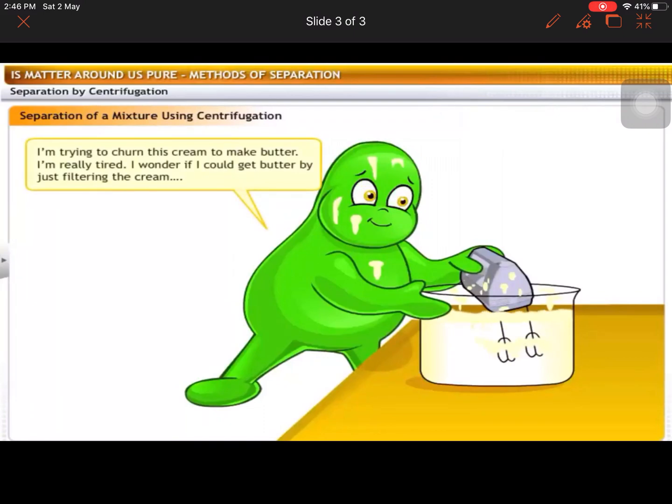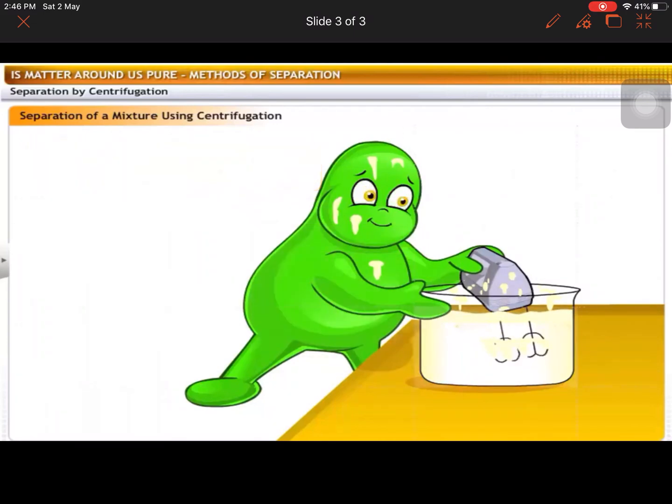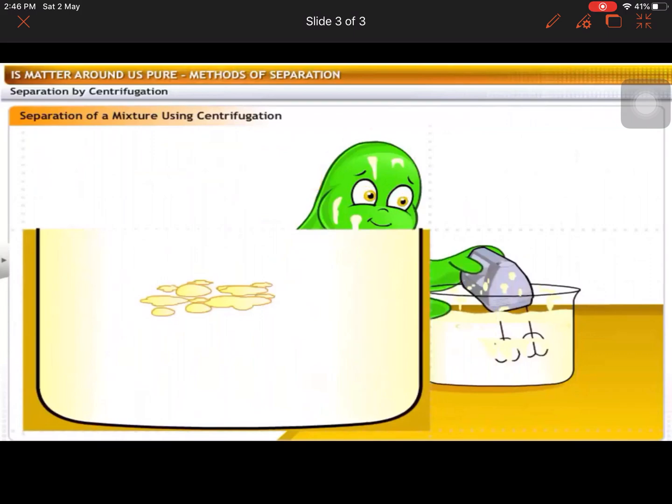I am trying to turn this cream to make butter. You have seen this centrifugation technique. This is called centrifugation. I'm really tired. I wonder if I could get butter by just filtering the cream. Now this is the butter. The particles of fat in the cream cannot be separated into butter simply by filtering the cream. The fat particles are too small and will pass through a filter paper.